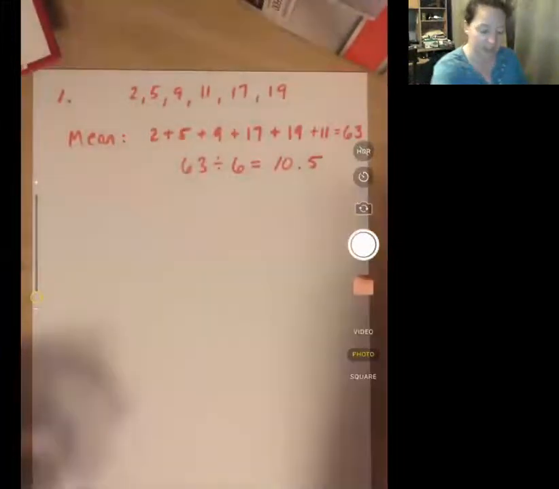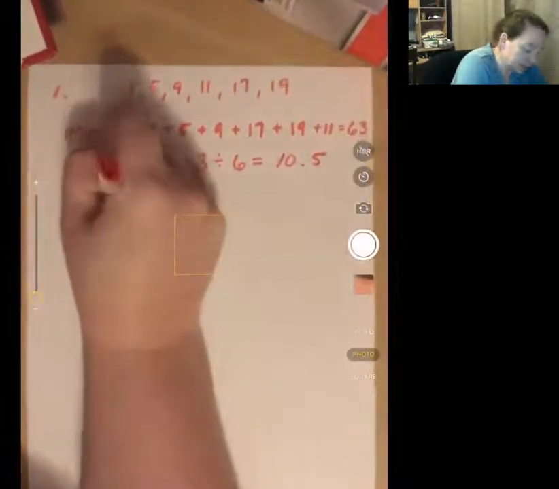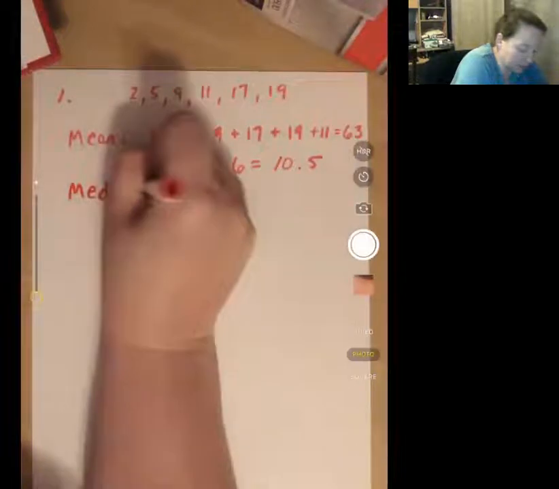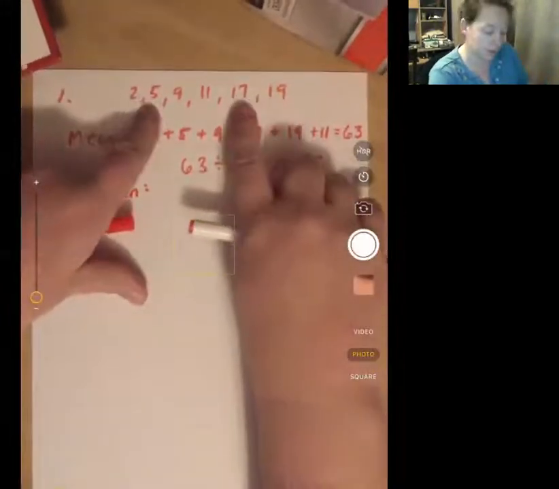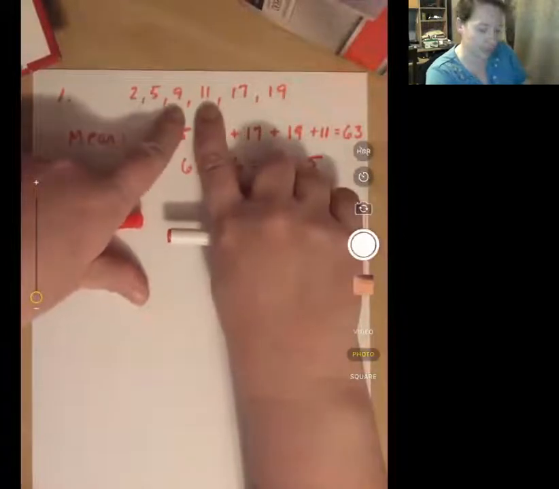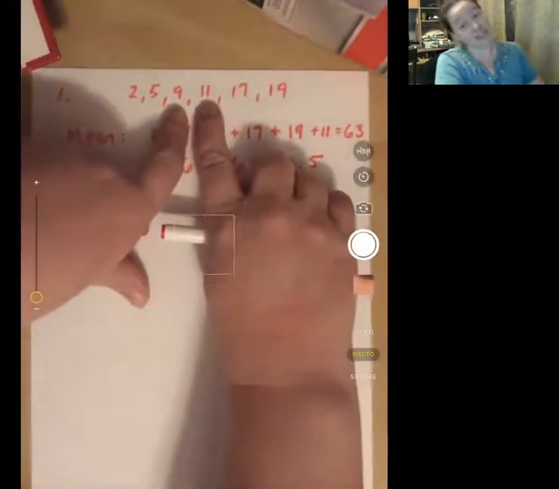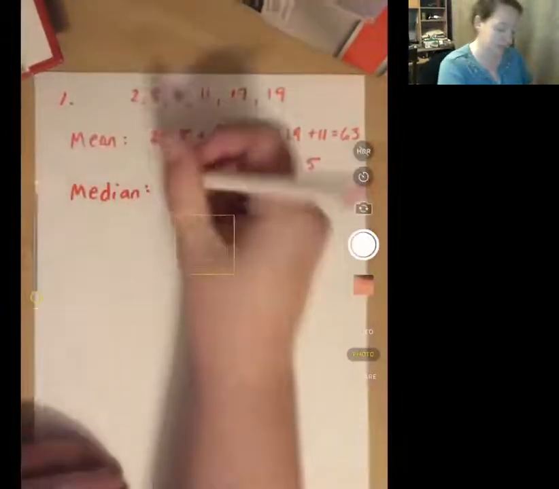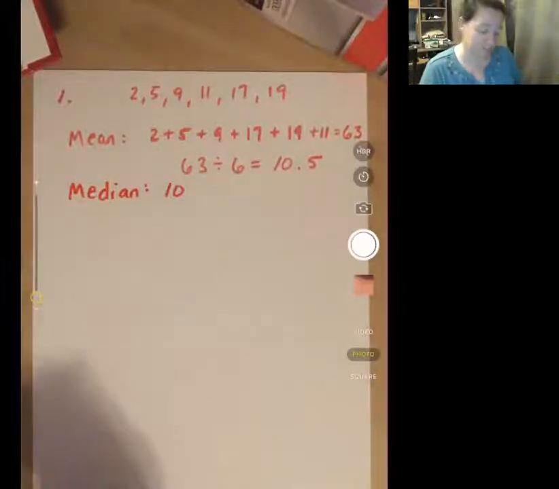My median is literally the number that is in the middle. So I go in 1, 2, 3. So the number between the 9 and the 11 is 10. So my median is 10.